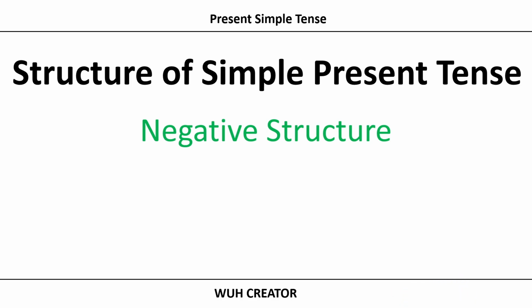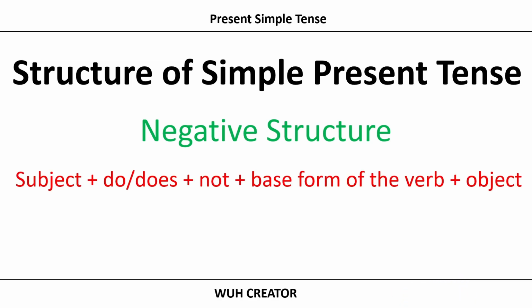The negative structure is subject plus do or does plus not plus base form of the verb plus object. If you notice, the positive and negative structures are slightly different. In negative sentences, we use do not or does not before the main verb. Do not and does not are helping verbs used in the simple present tense to make negative sentences. We use them because the simple present tense cannot form negative sentences by adding not directly to the main verb. Therefore, we need the helping verbs do and does along with not to show negation.